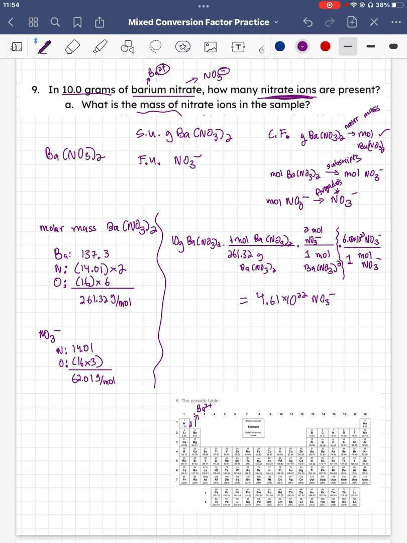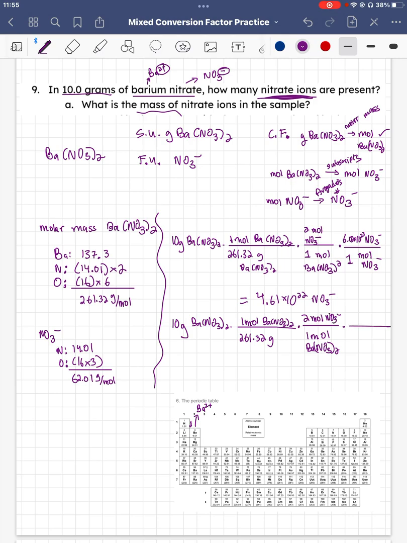And let me actually show that full thing. So I will have 10 grams of Ba(NO3)2 times 1 mole of Ba(NO3)2 over 261.32 grams. So same process as before, times 2 moles of NO3 minus per 1 mole of Ba(NO3)2.